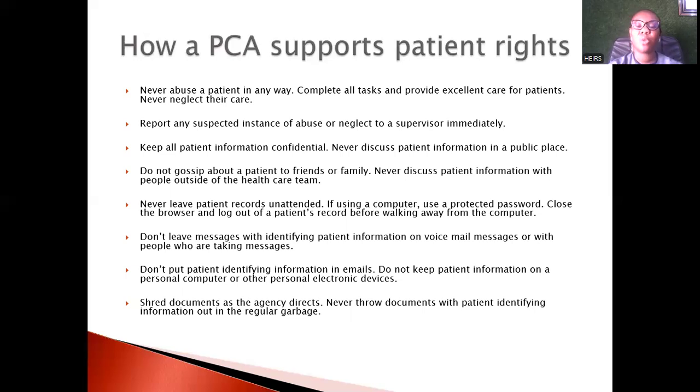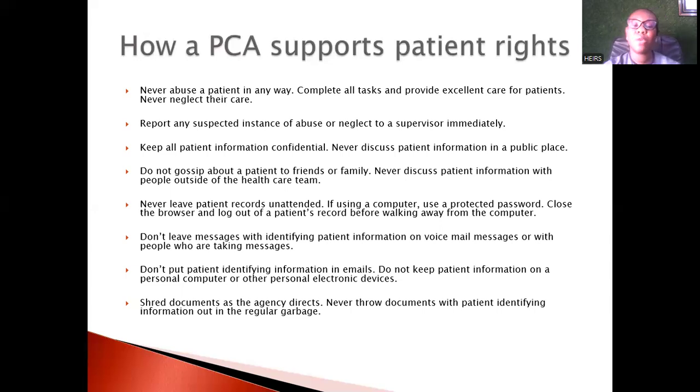You never leave your patient's record unattended. If you're using a computer, you use a password protected computer. You close the browser and log out of the patient record before walking away from the computer, so that information is not made available to every Tom, Jack, Dick, and Harry. You do not leave messages that will identify your patient's information, by voicemail or with people who are taking messages. You don't put your patient's identifying information in emails. You do not keep patient information on a personal computer or other personal electronic devices. That will be a breach of confidentiality.